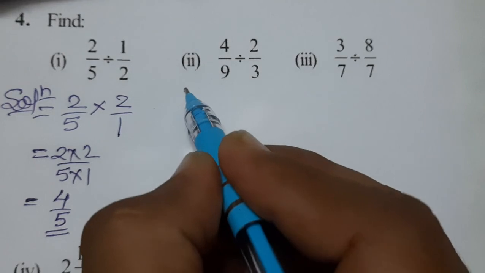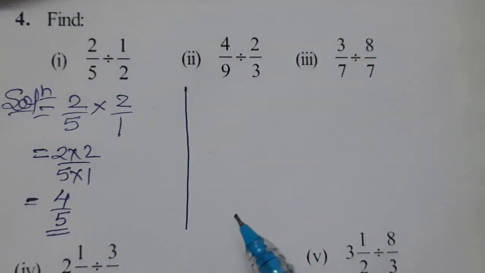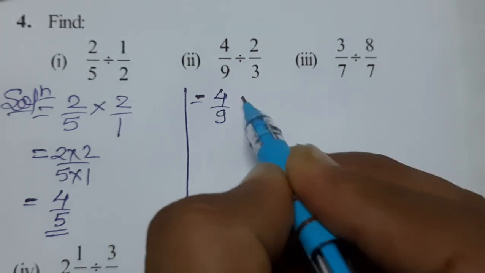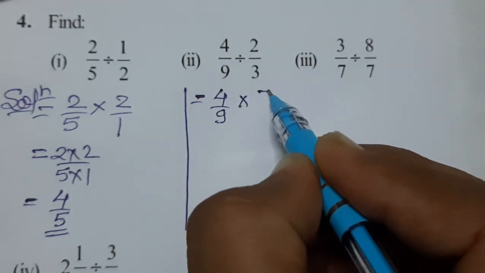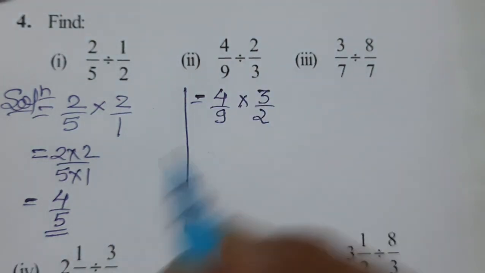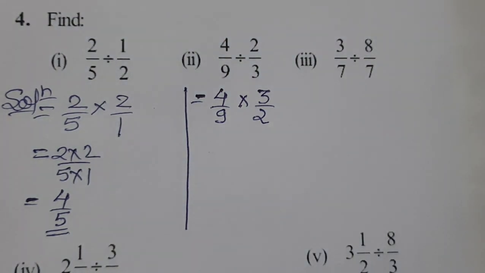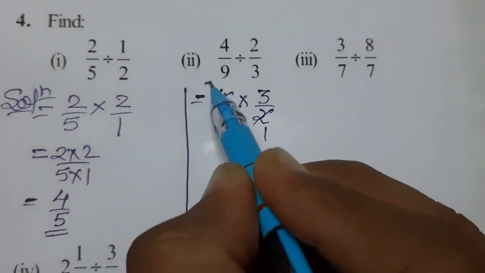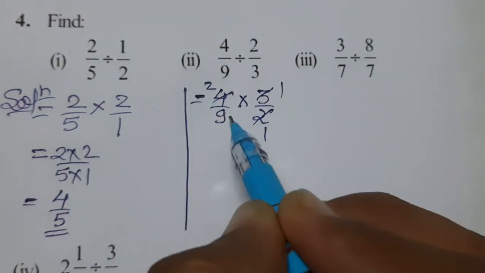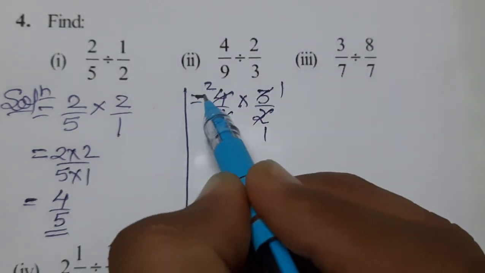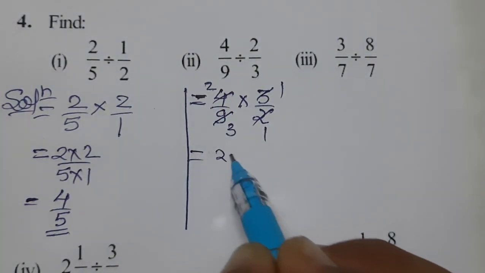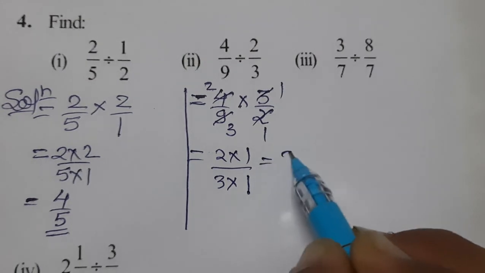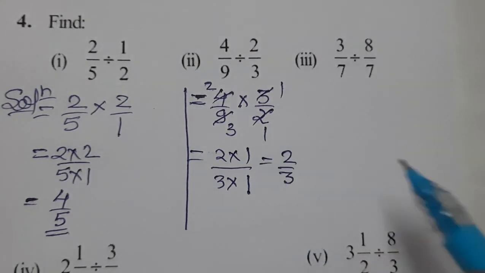See second one now. 4 by 9. Divide changes to multiplication. 3 by 2. Now possible to cut? Then cut always. 2 1s are 2, 2 2s are 4. 3 1s are 3, 3 3s are 9. Now multiply numerator with numerator and denominator with denominator. 2 1s are 2 and 3 1s are 3.